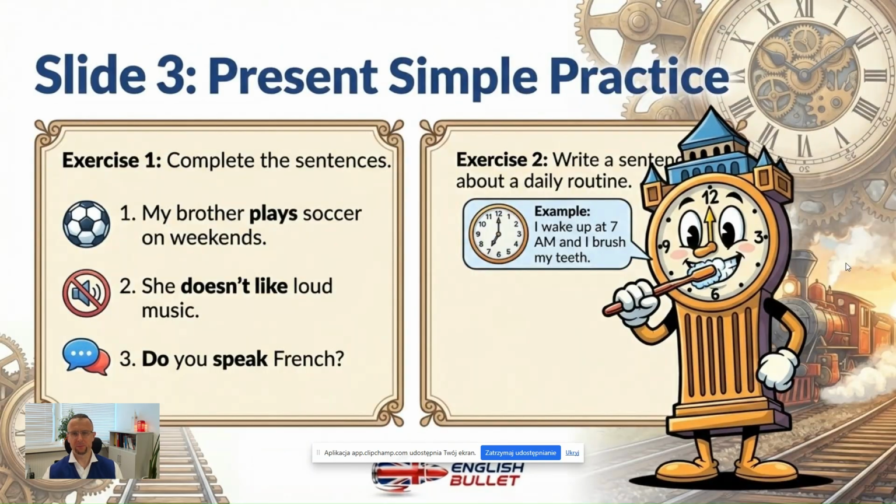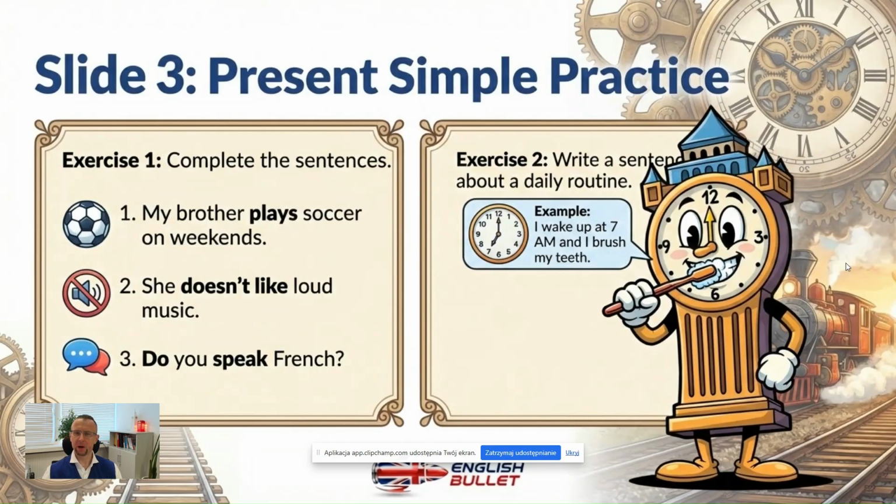Then let's do some present simple practice. Complete these sentences. My brother plays soccer on weekends. So we say, my brother plays soccer on weekends because it's a regular action. It's a habit. Always on weekends, he plays soccer.